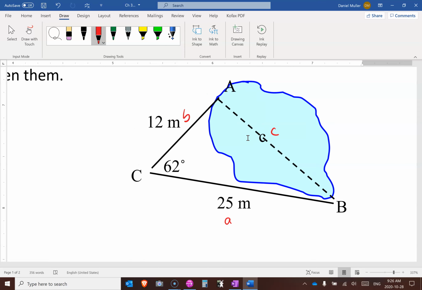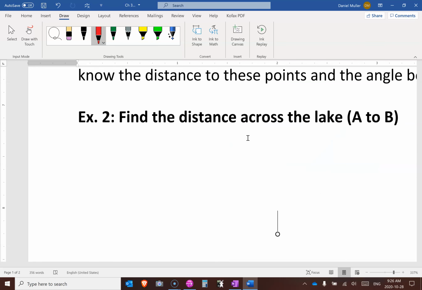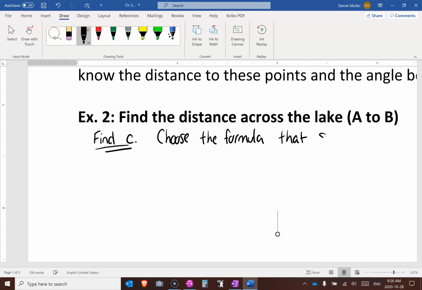Now, it wants me to find the distance across the lake from A to B. Well, that has a side C, so we need to find C. That is our goal. We want to find C, so we want to choose the formula that starts with C.